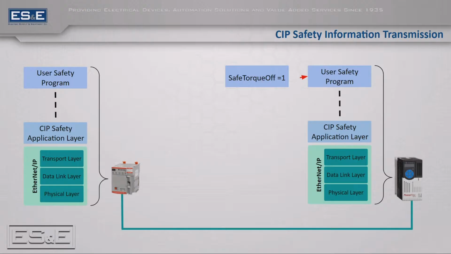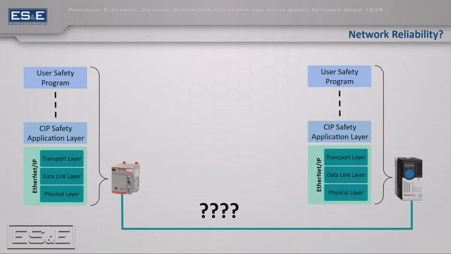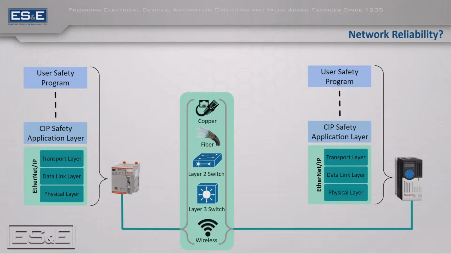Back to the issue of network reliability. There are all kinds of issues that can pop up. An added layer of complexity is all of the other devices and different types of communications hardware that we use to communicate between devices on an Ethernet network. You have different types of physical communications, fiber and standard copper. We have layer 2 and layer 3 switches for routing purposes.